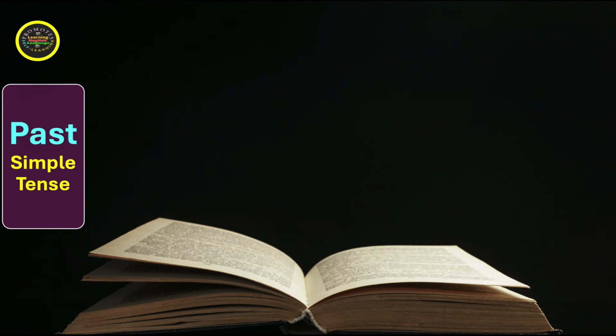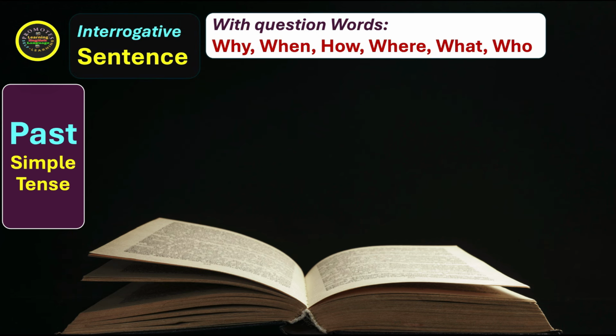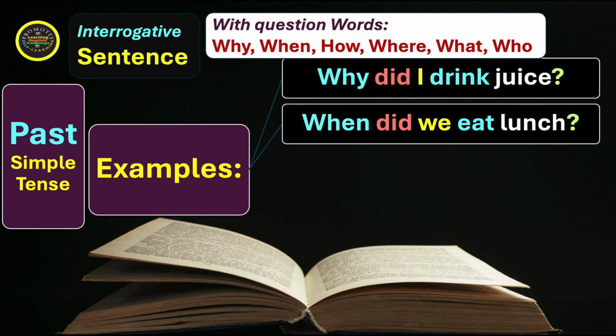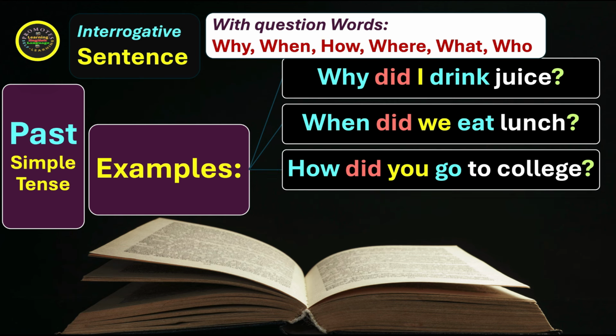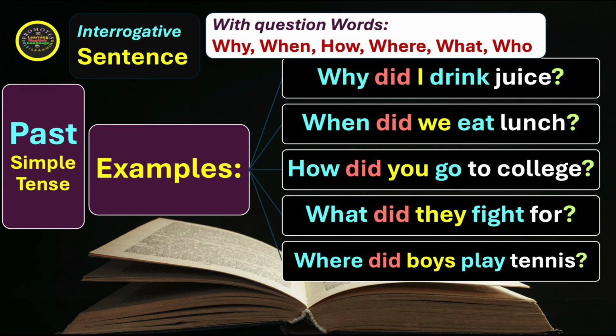We continue to move with past simple tense, interrogative sentences with question words like why, when, how, where, what, who. Let's see the examples. Why did I drink juice? When did we eat lunch? How did you go to college? What did they fight for? Where did boys play tennis? In all these sentences, what we notice is that question words come before did. And then we have the subject, and then we have the first form of the verb.